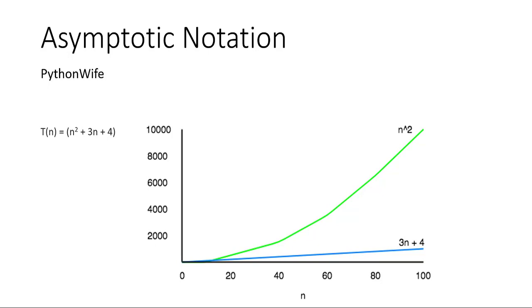Now let us learn about asymptotic notation. When it comes to analyzing the complexity of an algorithm in terms of time and space, we can never provide an exact number to define the time required and the space required by the algorithm. Instead, we express it using some standard notation called asymptotic notation.